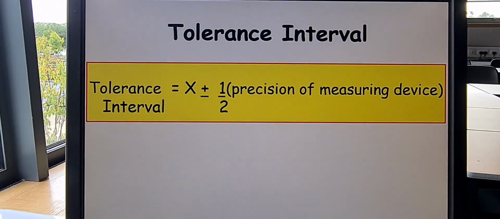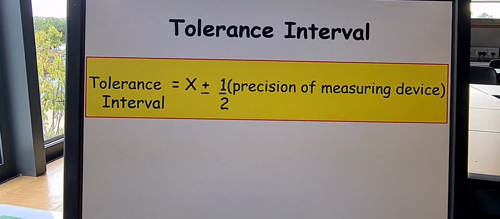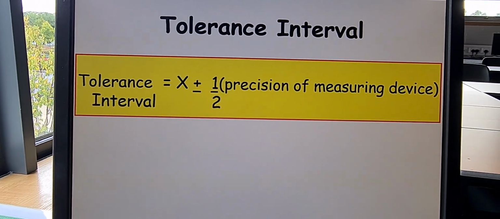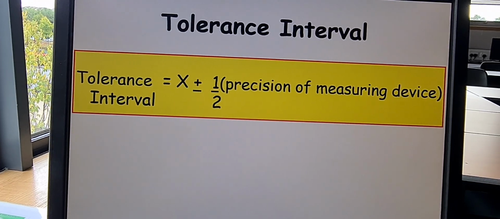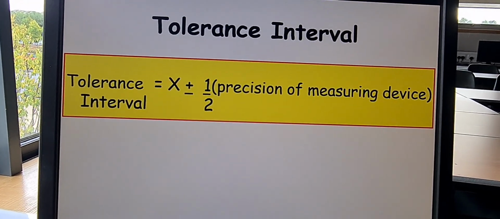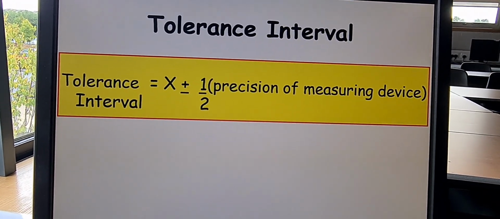This is the formula for tolerance interval. You have to know it off by heart. It's not in the log tables. So your tolerance interval is x, so some number x, plus or minus a half times the precision of the measuring device. Now, what do I mean by the precision of the measuring device?